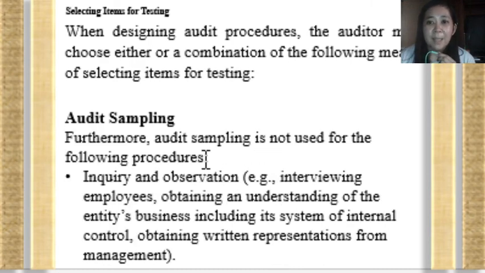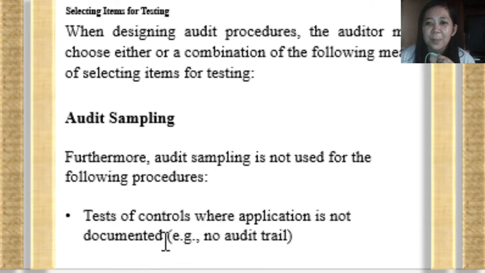Furthermore, audit sampling is not used for the following. It is not applicable if the auditor will use inquiry and observation. For example, the auditor will interview employees to obtain an understanding of the entity's system of internal control, or obtain written representation from the management. In this case, the auditor should at least read every single detail to help him understand such things. So for inquiry and observation, audit sampling is not applicable.